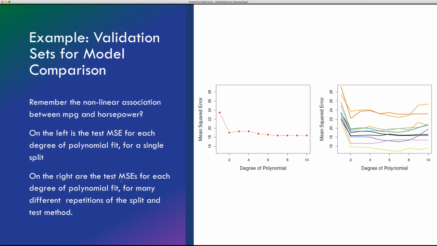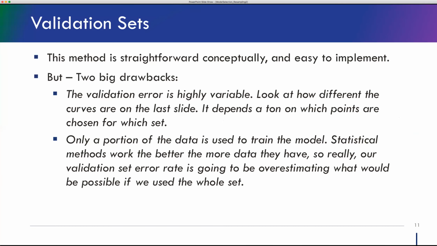On the right are the testing mean squared errors for each degree of polynomial fit, for many different repetitions of the split of testing and training data sets. So this validation set method is straightforward conceptually and very easy to implement, but there are some drawbacks to it.